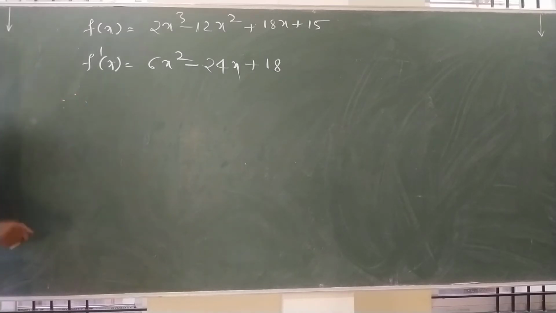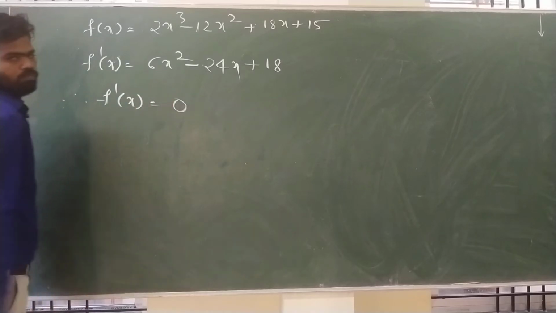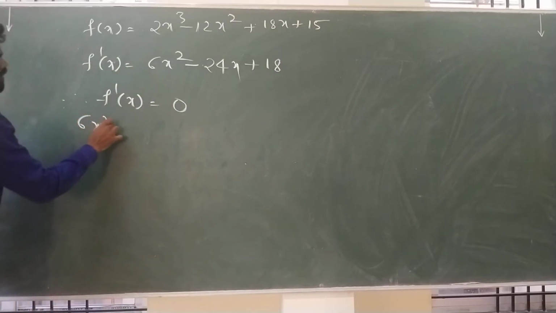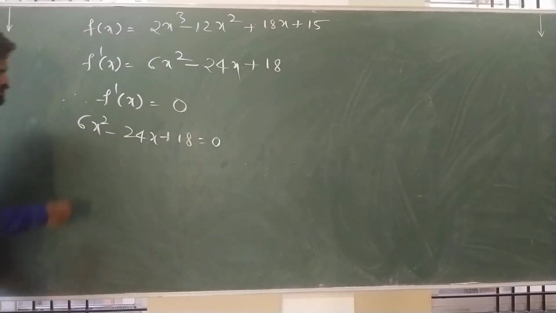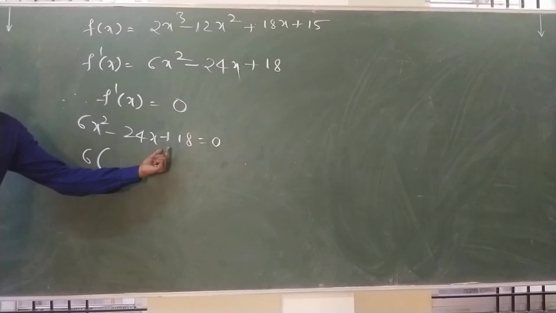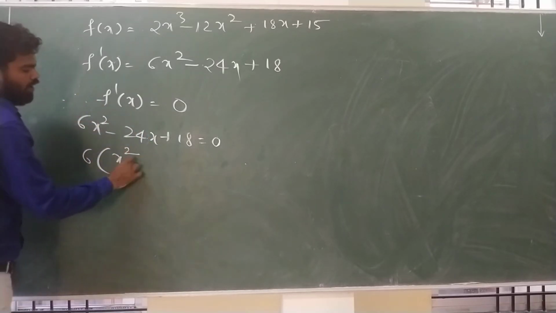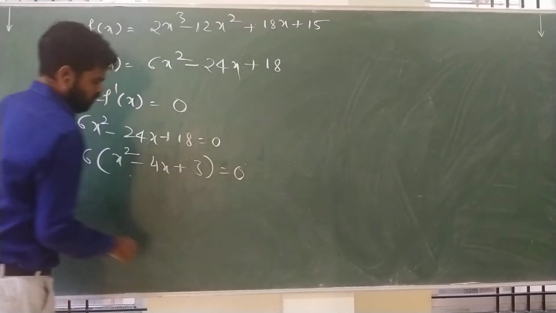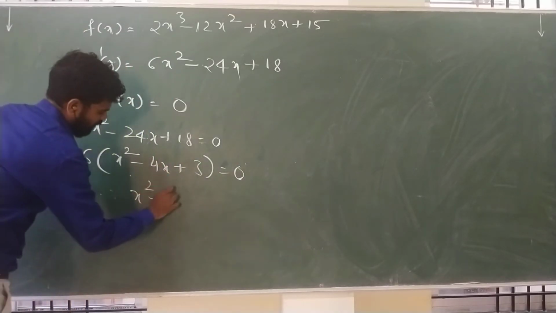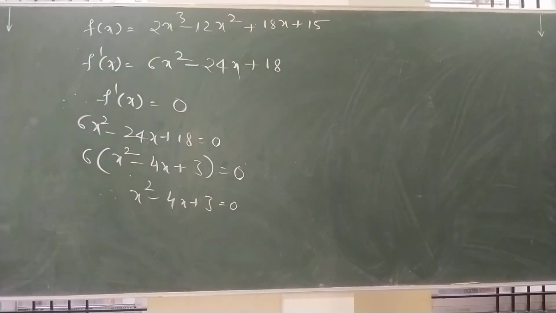Then what is the condition? The condition for the intervals is f dash of x equal to 0. So 6x square minus 24x plus 18 equal to 0. Take 6 common, because all the terms are multiples of 6. So this can be written as x square minus 4x plus 3 equal to 0. So it is a quadratic equation, right?